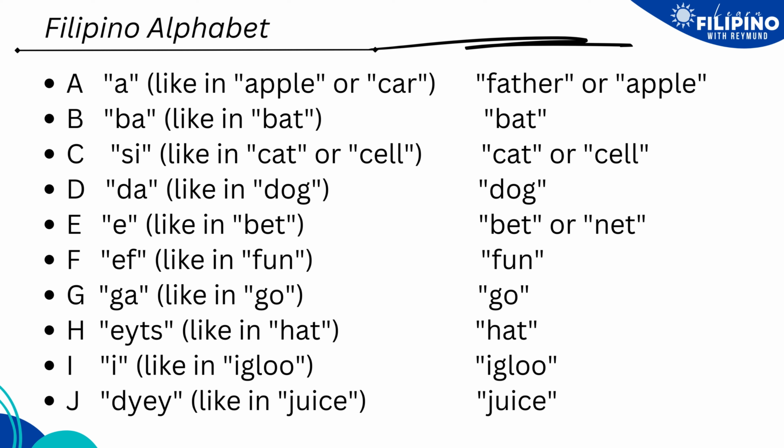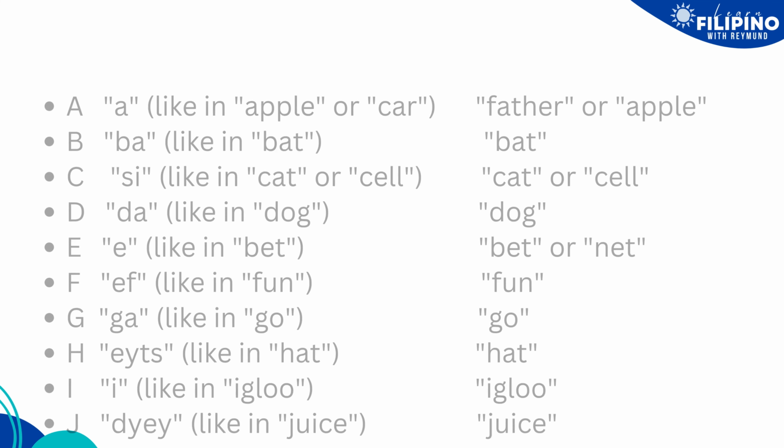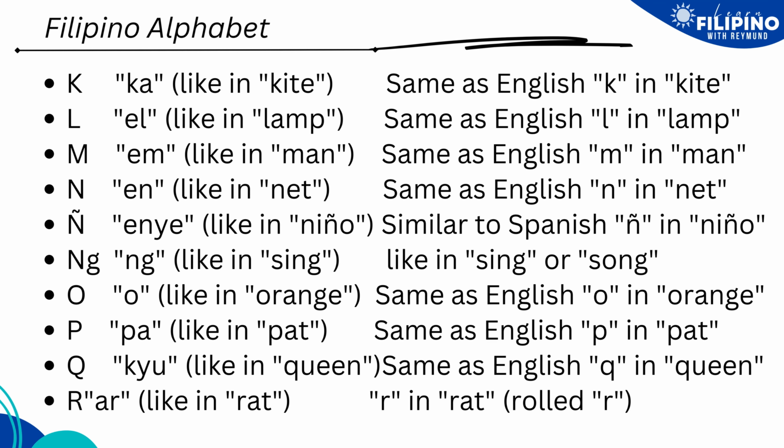The letter G, like the G in go. The letter H, like the H in hat. The letter I, like the I in igloo. The letter J, like the J in juice. The letter K, like the K in kite. The letter L, like the L in lamp. The letter M, like the M in man.